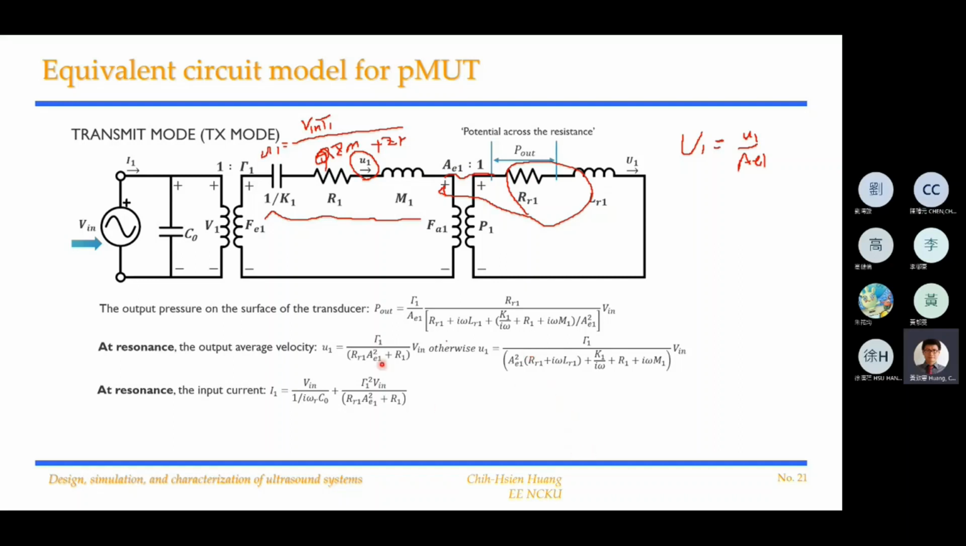So by this equation, you should be able to calculate the output pressure based on the input voltage, right? I think we missed one part: after we have the particle velocity, what you have to do is multiply by the real part of the acoustic radiation impedance, then you can get P out.